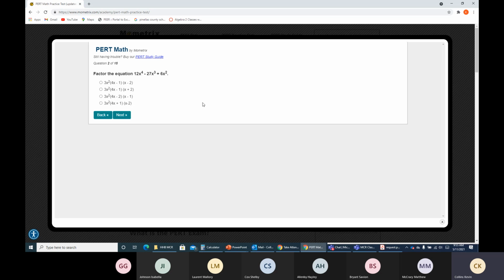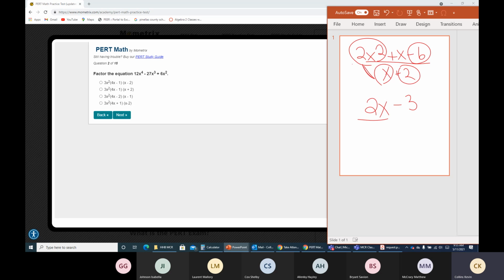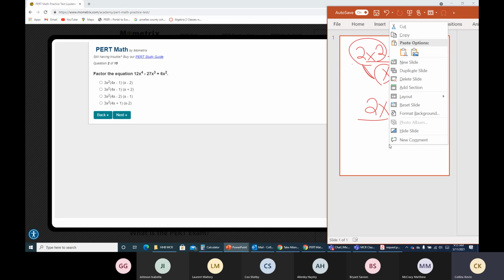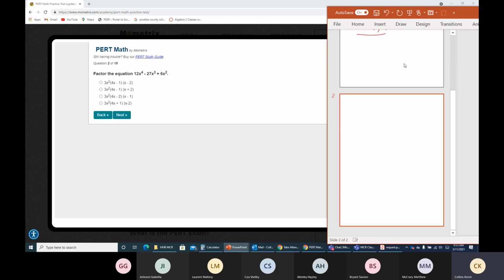All right, so they want this guy factored. So again, I'll rewrite this for you. Let's get a new screen going. So then this guy is going to be 12x to the 4th minus 27x to the 3rd, and then plus 6x squared.